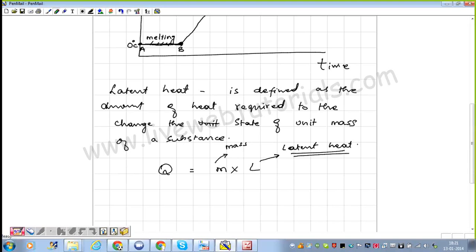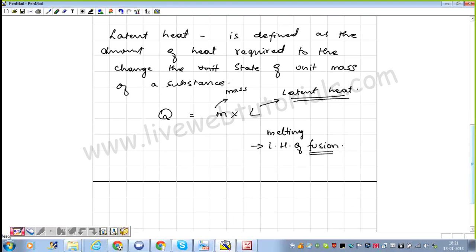Okay, this latent heat, if it is melting, we call it latent heat of fusion. Fusion means melting. And if here boiling is taking place, then this latent heat will be known as latent heat of vaporization. Okay, I'll just make you write this and then we'll do a few numericals.